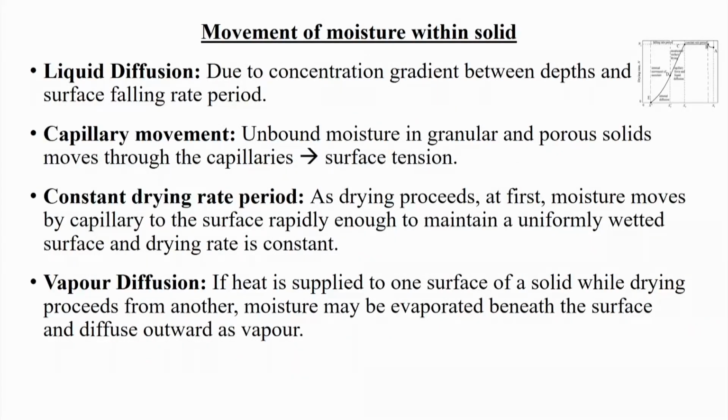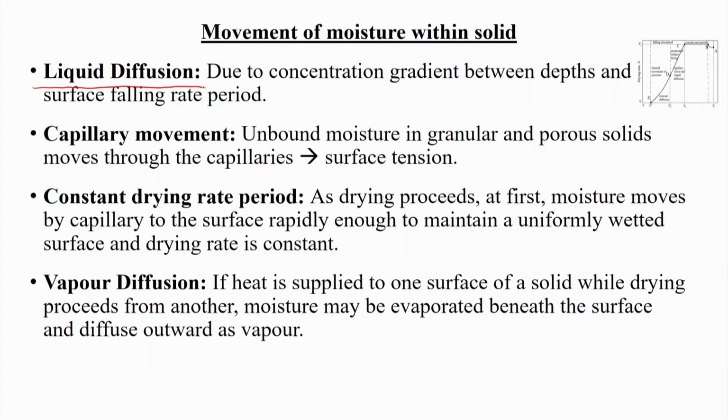Now, we will be discussing in detail the movement of the moisture within the solid. There are 4 different ways of movement of the moisture within the solid. We will be discussing all the diffusion and movement mechanisms from this wet solid, and the prevailing conditions required for that type of movement also in detail. The first one is liquid diffusion, that is due to the concentration gradient between the depth and the surface.